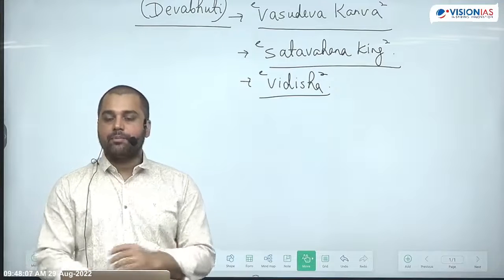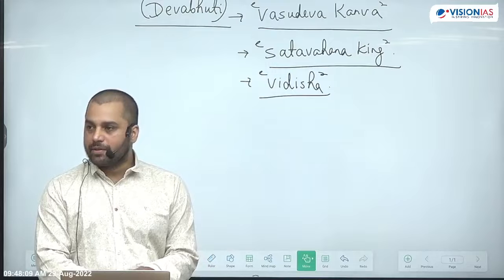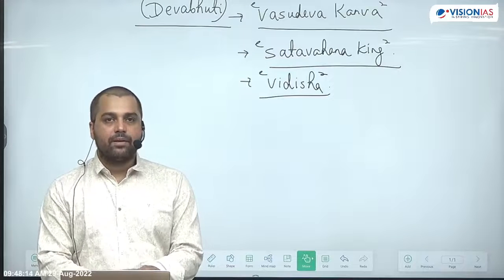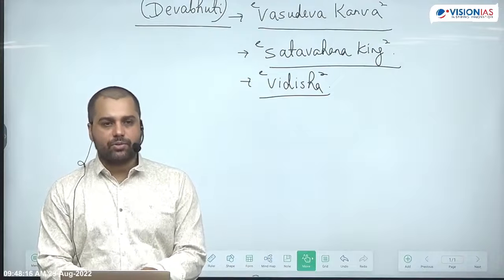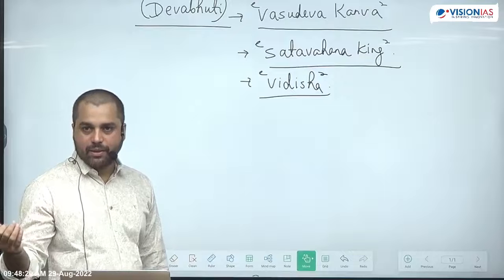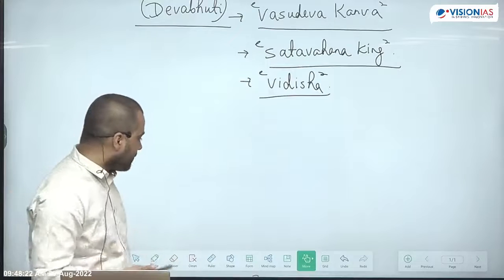So next topic I am going to discuss will be 4 sets of invasions by 4 different groups of people. The last Kanva ruler, his name was Susharman. If you are interested in it, again I do not think you need to know it, but अगर आपको लिखना है तो आप लिख सकते हो. His name was Susharman.